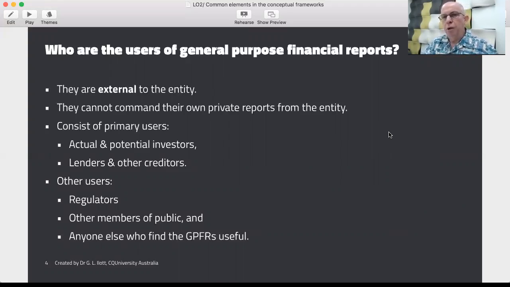Who are the primary users of general purpose financial reports? Well, they're your actual and potential investors, lenders, and other creditors. Other users can involve regulators, such as the government or the tax office, other members of the public, such as you as students, for example, and generally anybody else who might find those reports useful.